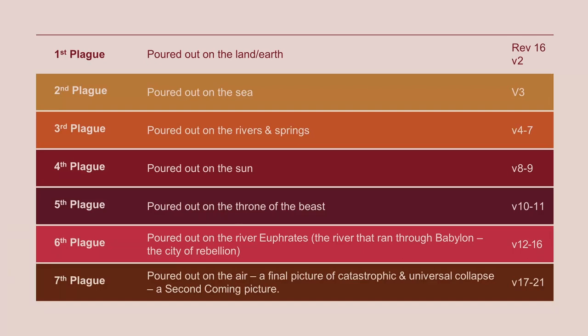So plague number one is poured out on the land and the earth. Peter's already picked up on the fact that there's a connection to Job with boils. Anything you want to add on that one? Oh, I would like to add something. It's interesting that the first four plagues have something in common.